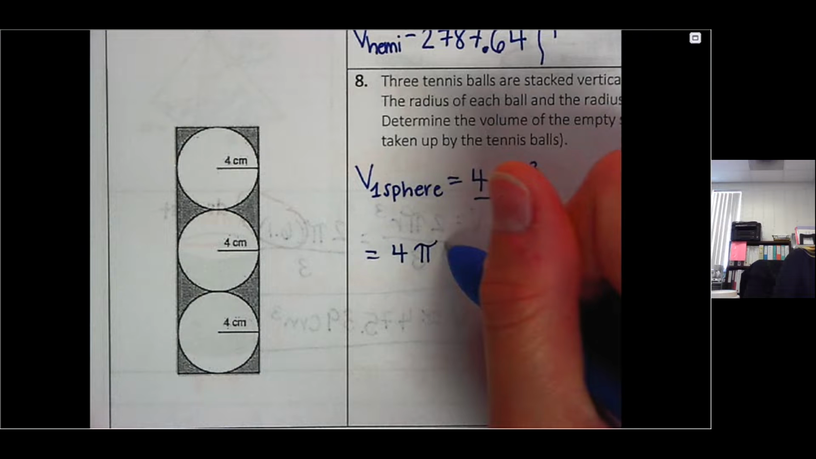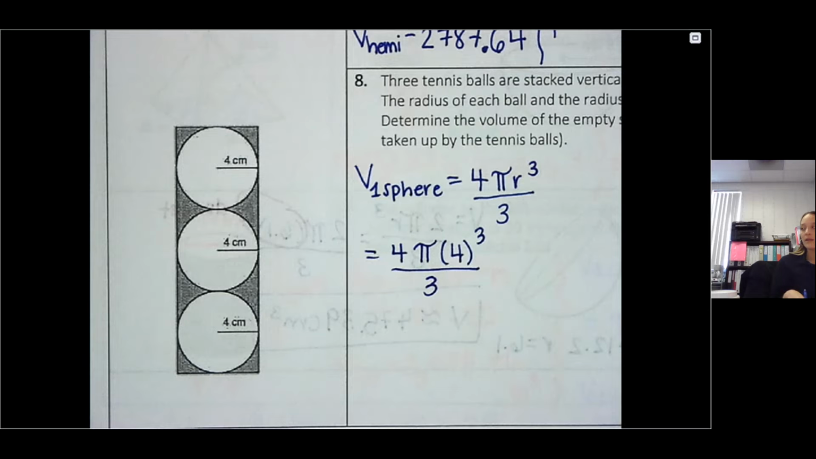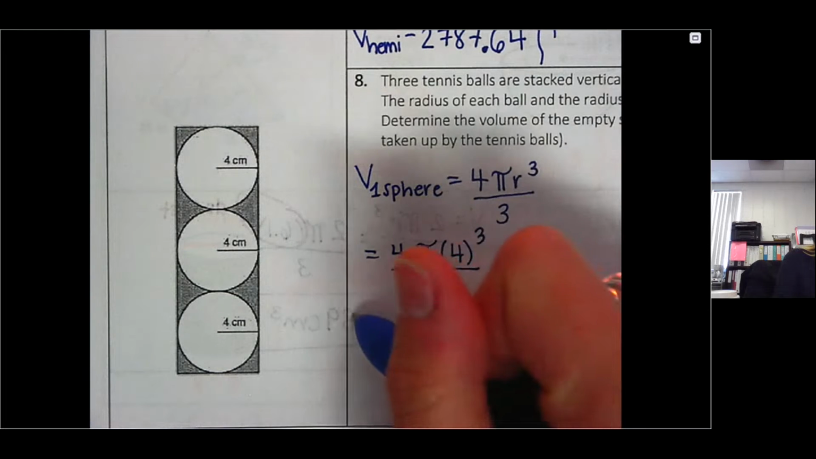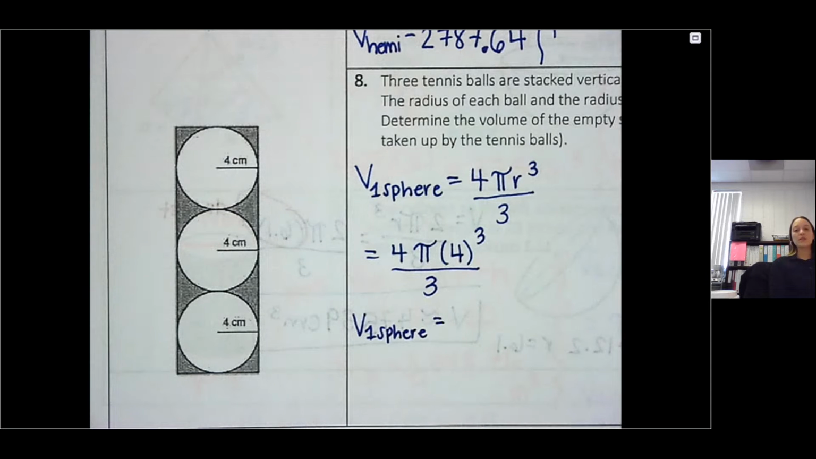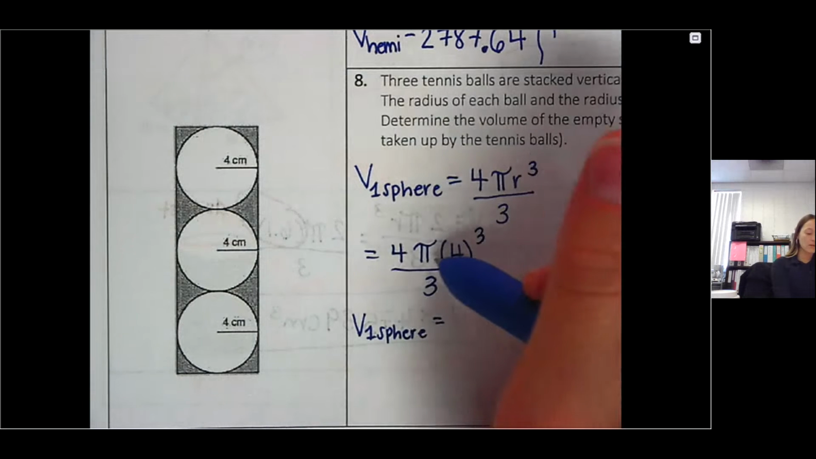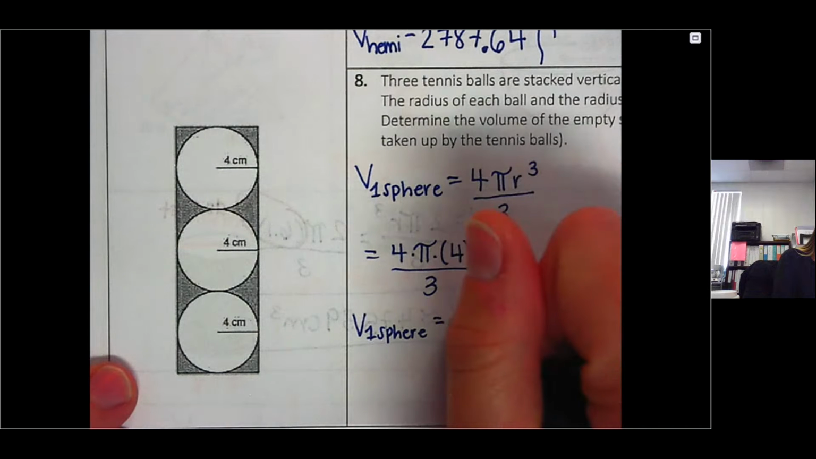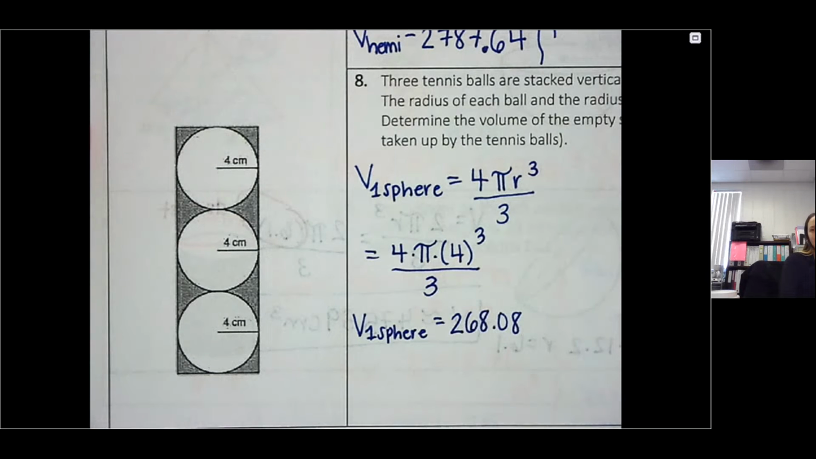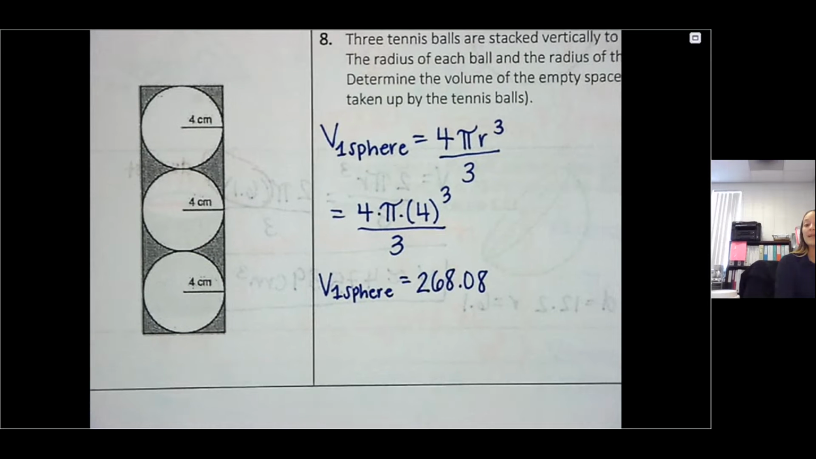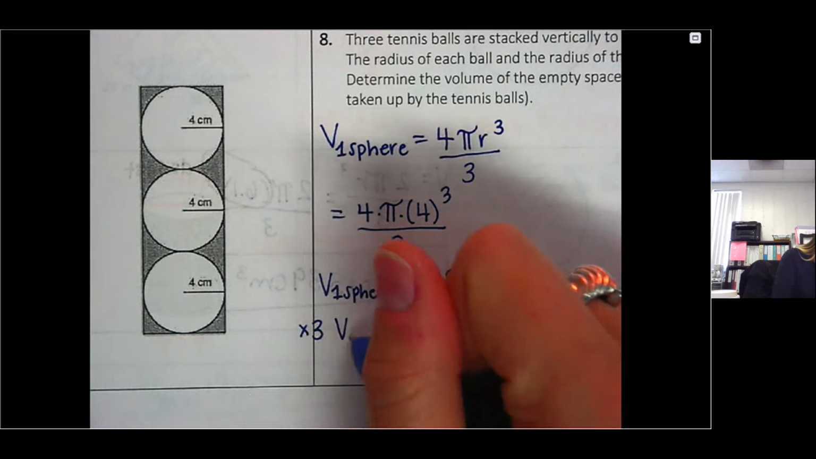That would not be it, but good try. Okay, so do that. So 4 cubed goes first, then times pi times 4 divided by 3. Got 268.08. Me too. Okay, now that's the volume of one sphere. You have to times it by 3. 804.24.